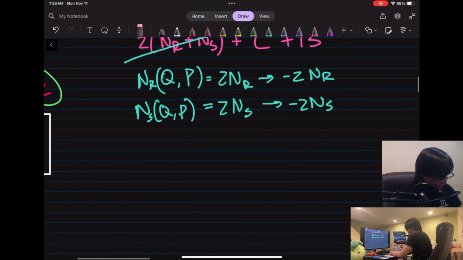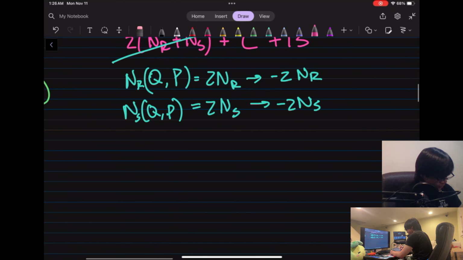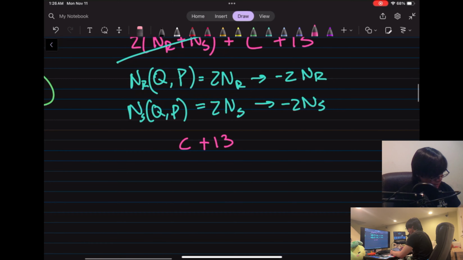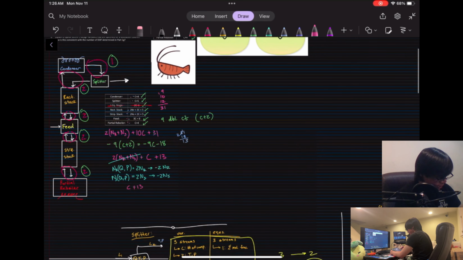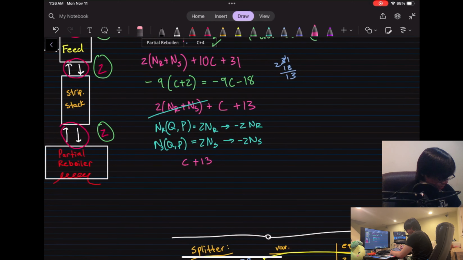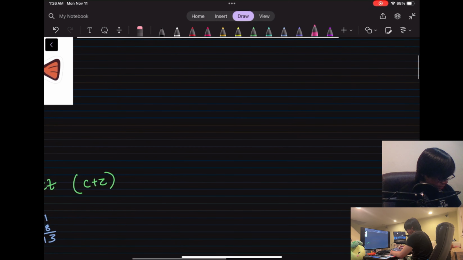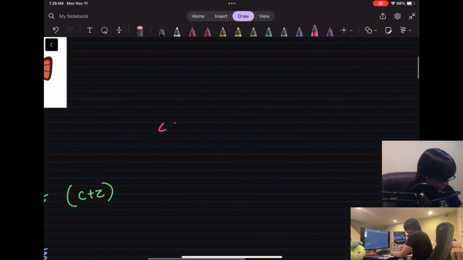Then we're left with C plus 13. So here we go. I can write all of these out, but I'm kind of running out of room, so I'll move this C plus 13 and write it up here. So C plus 13.